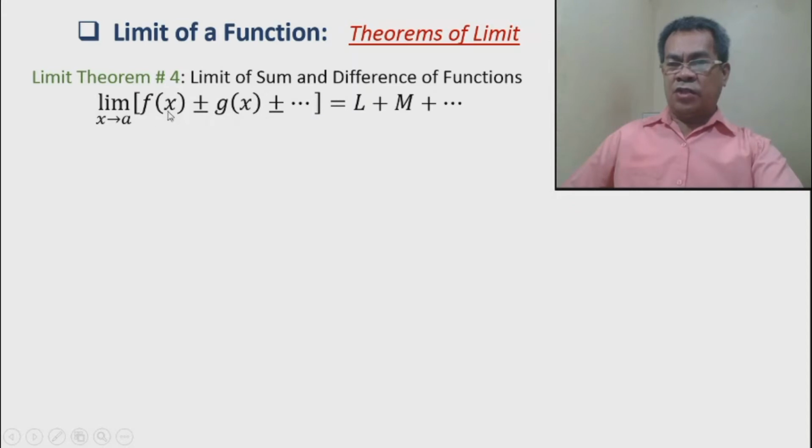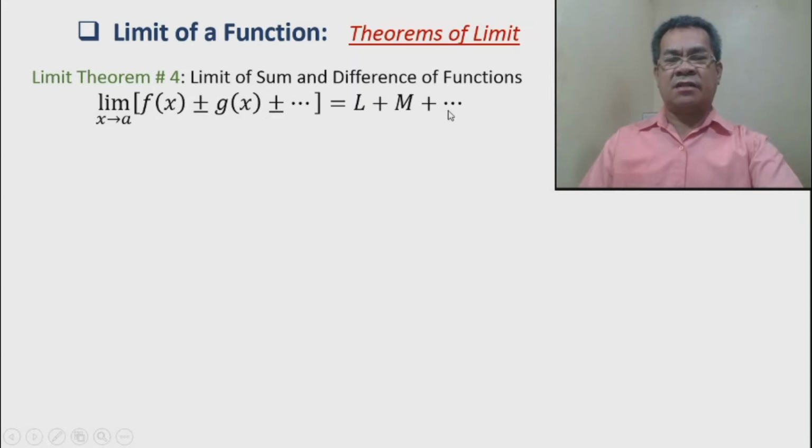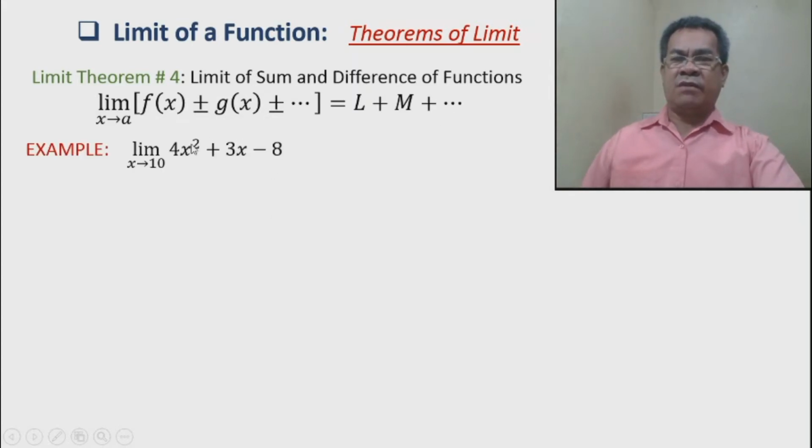So all you need to do is evaluate this function as x approaches a. Then next, evaluate this function as x approaches a. Remember, this is g(x) and this is f(x). We expect that there are constant values, so all you need to do is supply them. Let L be the result of the function f(x), and let the function g(x) be equal to M. Then sum up. If there are other functions here, just add, subtract, add, subtract. So that's it.